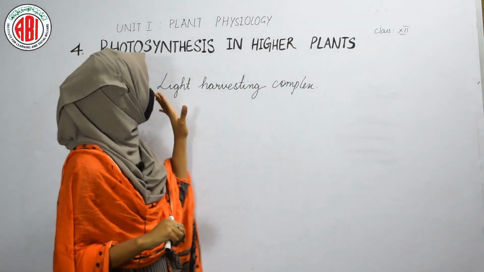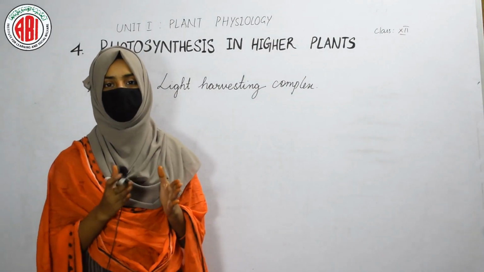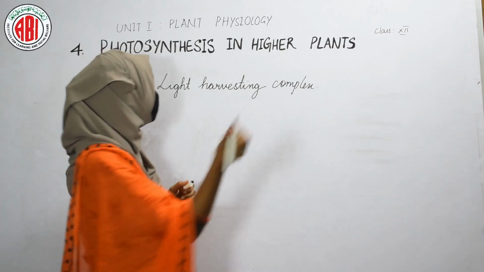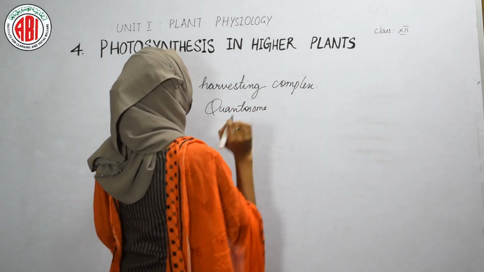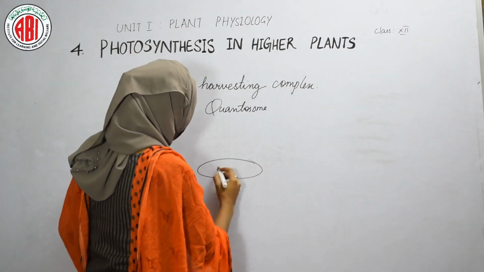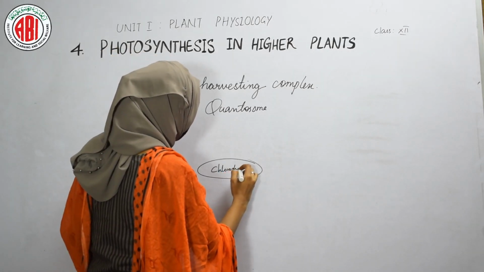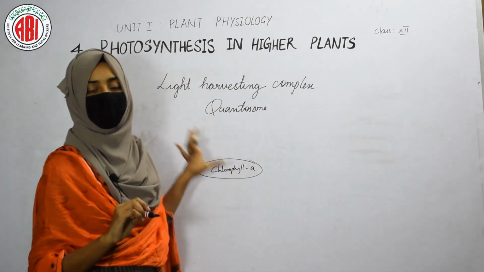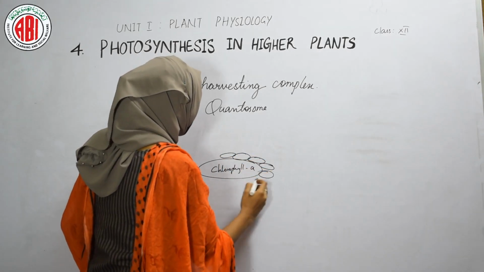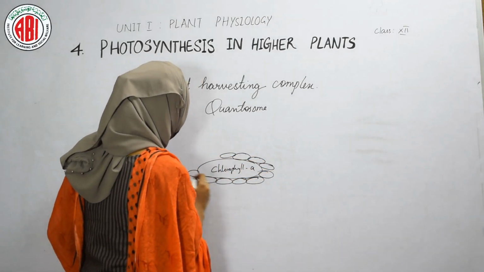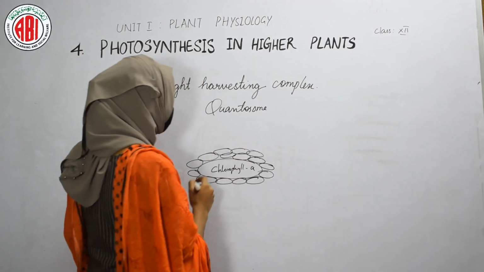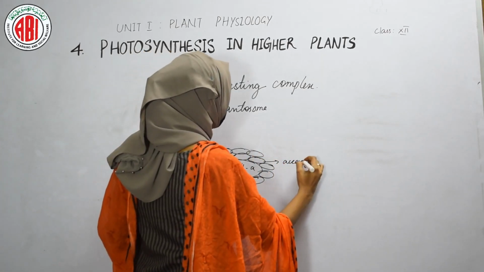So, now let us discuss the light harvesting complex. The collection of pigments that helps in the process of photosynthesis can be termed as quantosome, or it may also be referred to as the light harvesting complex. In this complex, one pigment is present, which is chlorophyll A, and it is termed the reaction center, and around it some other pigments are also present, like xanthophyll, carotenoid and other chlorophylls. These pigments present around the main chlorophyll A pigment are called accessory pigments.